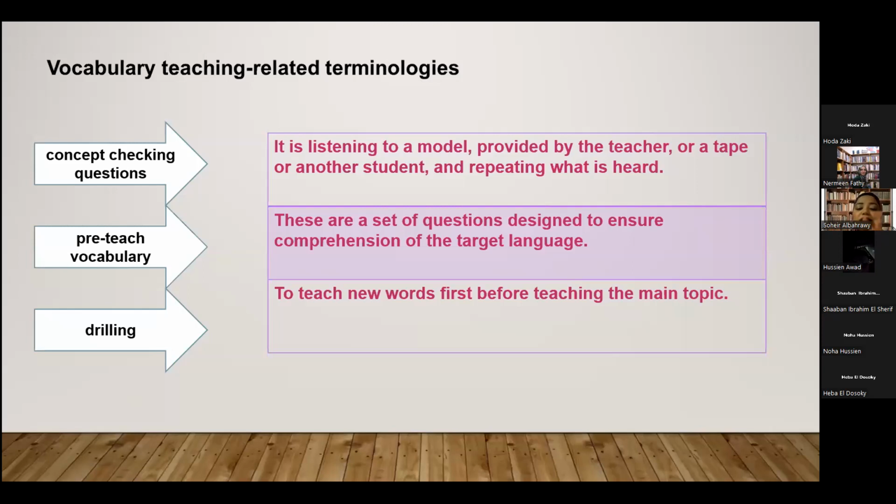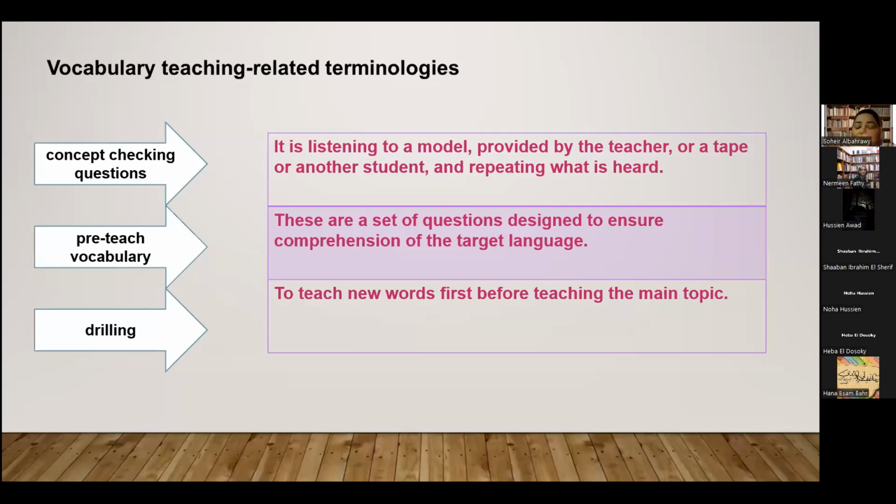The second one: these are a set of questions designed to ensure comprehension of the target language. What do you think? Concept checking, CCQ. Yes, perfect. These are CCQs, concept checking questions. These are questions asked to students to check their understanding of the idea itself, the concept itself, to be sure that they have the idea, not just the word.